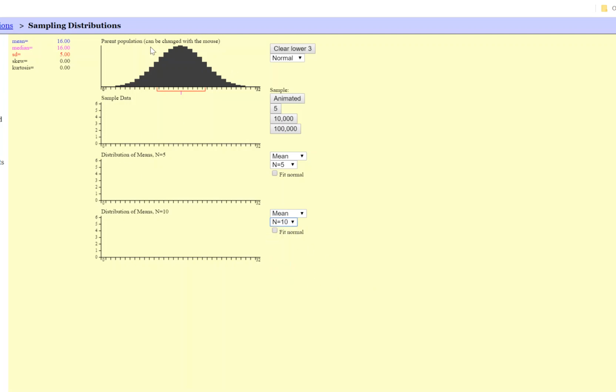Now, I'm going to show you what this does. If you hit animate, it's going to show you drawing that sample. So here's my sample of 5, do its mean, there it goes.